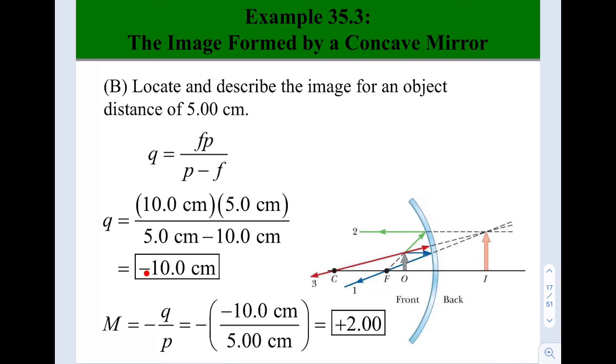Then to check the size of the image, we calculate M, negative q over p. Substitute everything; the negative here you have to bring along during the calculation. You will get positive 2. In terms of magnitude, it's more than 1, which means the image is larger, double the size of the object. And the positive M tells us the image is upright. You may check by using a ray diagram like this.